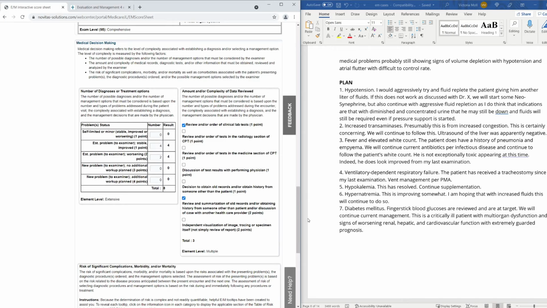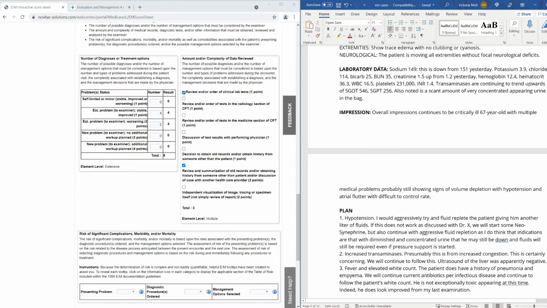Not sure about independent visualization of any imaging or tracing or specimens. We didn't discuss test results with the performing physician. We did not summarize old records or obtain history from someone other than the patient. So it looks like we've got a 3 here. We've got multiple amount of complexity of data. I'm just going to double check here and make sure I didn't miss anything. We didn't have any radiology tests. We didn't do an EKG or any medicine section stuff here.